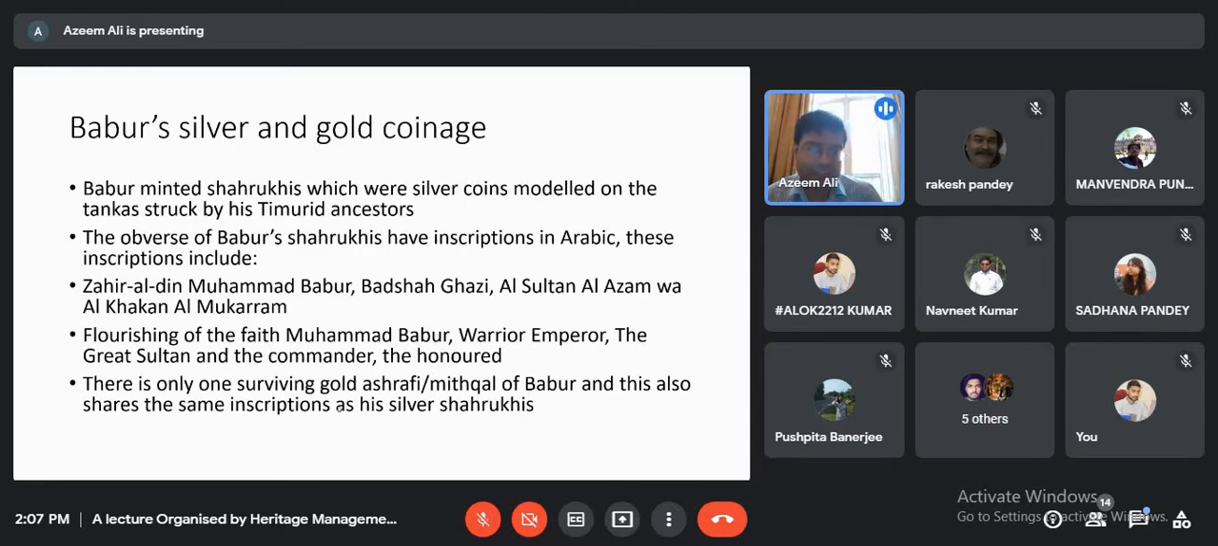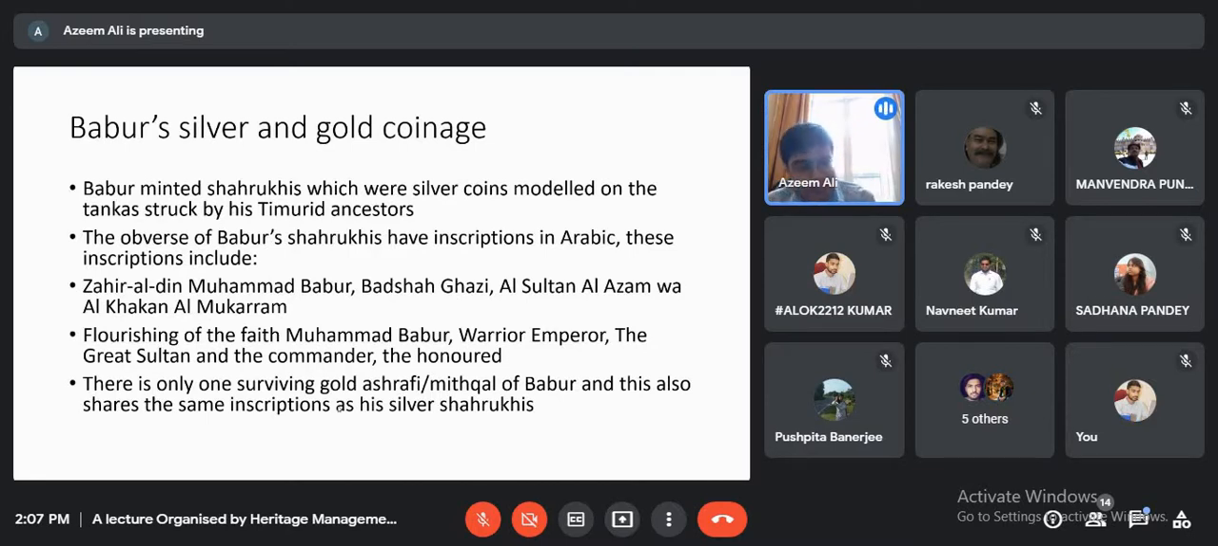And these inscriptions include the following: Zahir al-Din Muhammad Babur, Badshah Ghazi, Al-Sultan Al-Azam wa Al-Khakan Al-Mukarram, which means flourishing of the faith, Muhammad Babur, warrior emperor, the great sultan, and the commander, the honored.